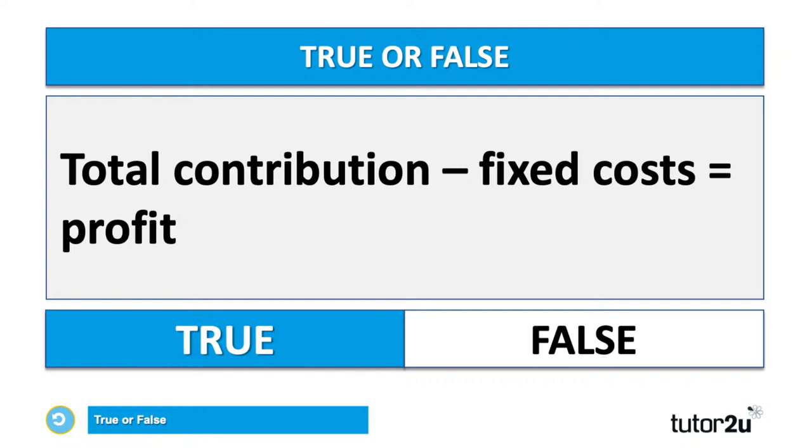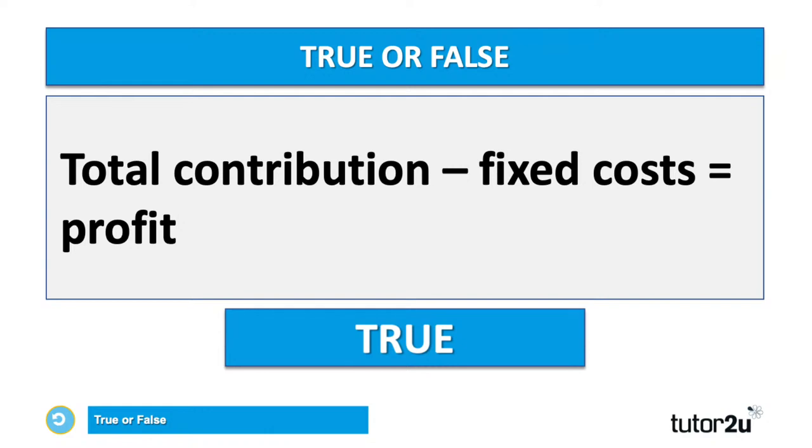Thank you, Caitlin. First in with an answer. We'll see in a moment whether it's correct or not. So is this true or false? Total contribution minus fixed costs equals profit. The answer here, of course, is true.